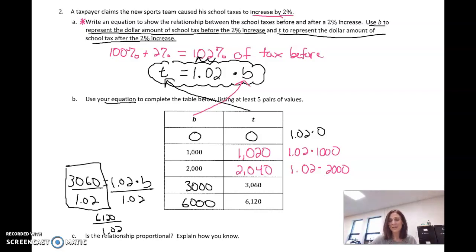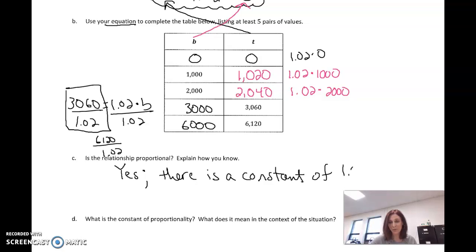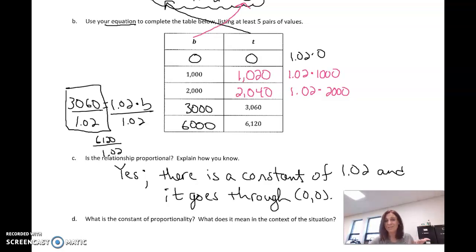So is this relationship proportional? Well, I hope we're all saying yes. Explain. We have the same constant, a constant of 1.02, and we'd say it goes through 0, 0. We didn't really graph it, but we see 0, 0 on there. Or we could say if you have paid 0 taxes, you're going to have a $0 increase.